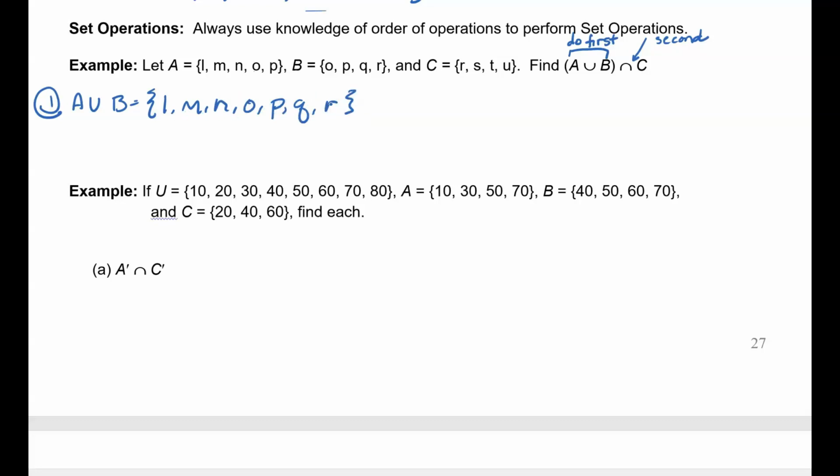Now I write them in order, but you don't have to. The order really doesn't matter. I like to order because it helps me do the problem. It makes more sense in my brain, but it's not necessary. And on Connect, you should be able to write your answers in any order and still get marked correct. And then lastly, we're intersecting that with C.